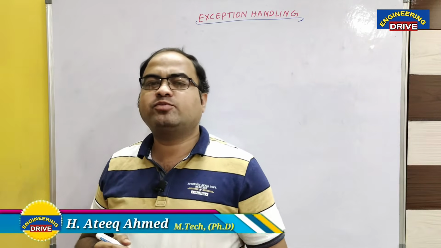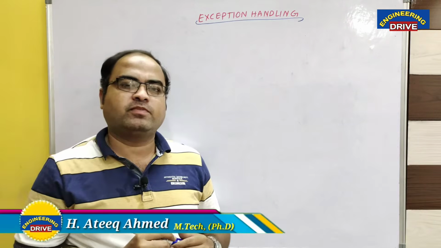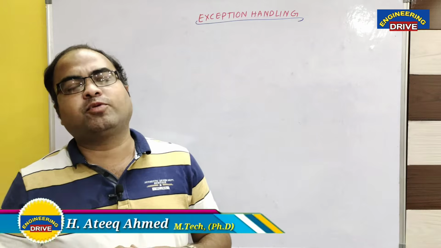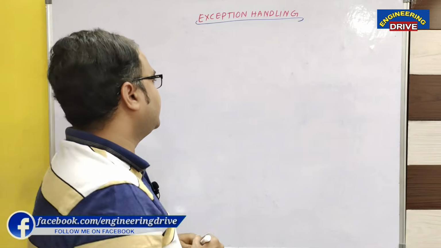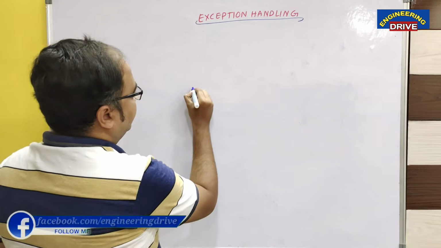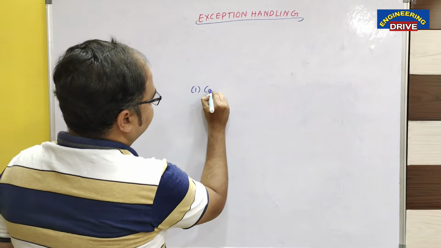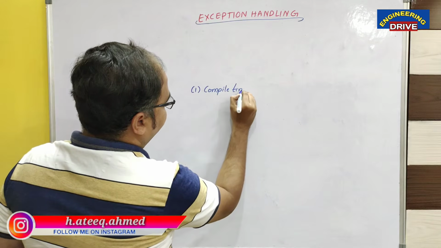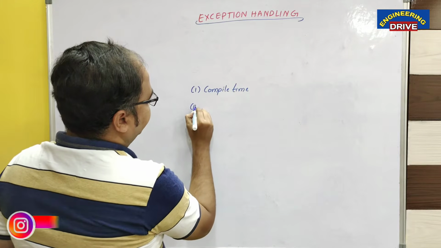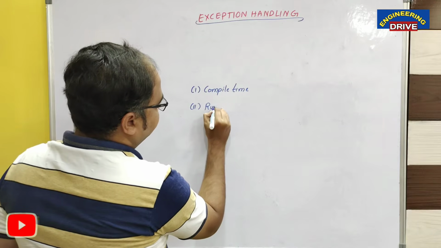There are two major types of errors during a program. When you are writing any program in any programming language, there are two types of errors that you can come across. What are those two types of errors? Number one, compile time errors, and the second category is runtime errors.